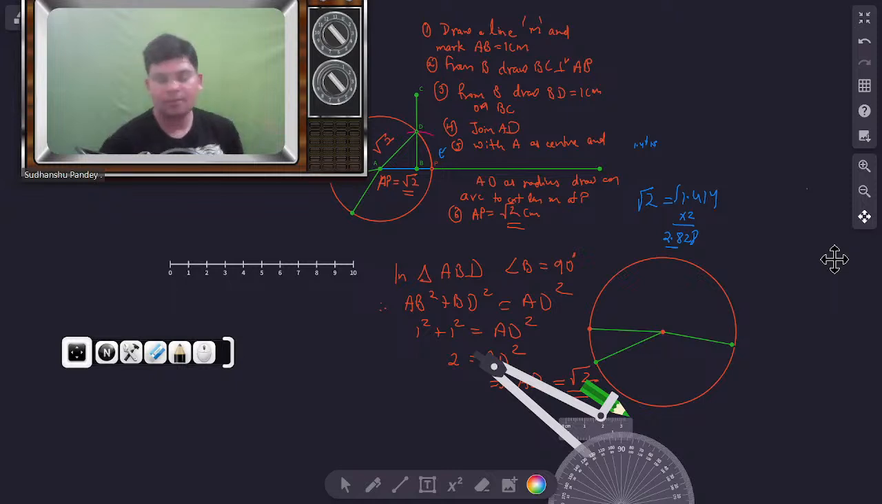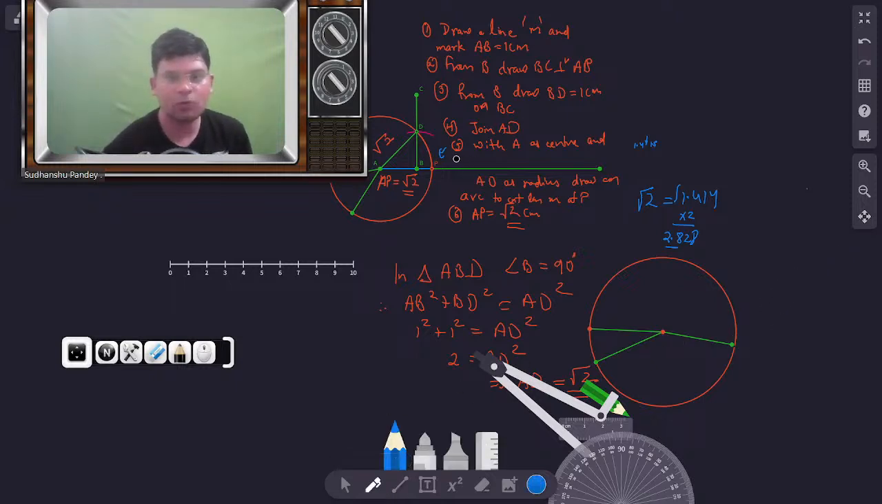एक स्टेप यहाँ पे मिस हो गया था, आप लिख देना ज्वाइन AP, where AP is equal to अंडर रूट 2 सेंटीमीटर. एक बार अंडर रूट 2 बन गया तो अंडर रूट 3 भी बन जाएगा.